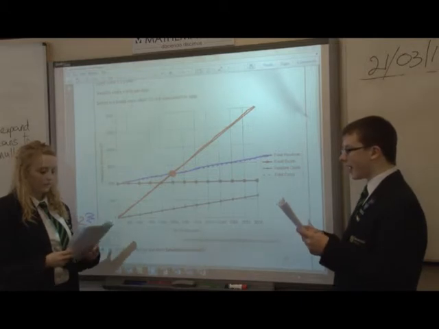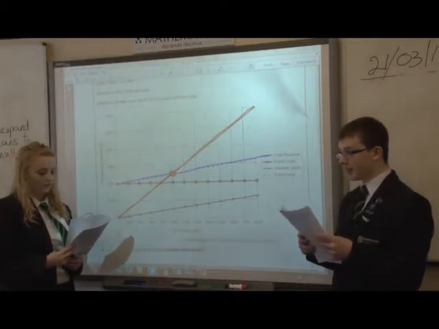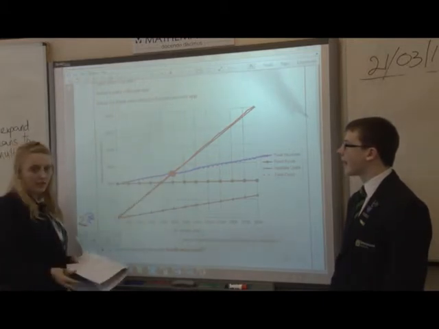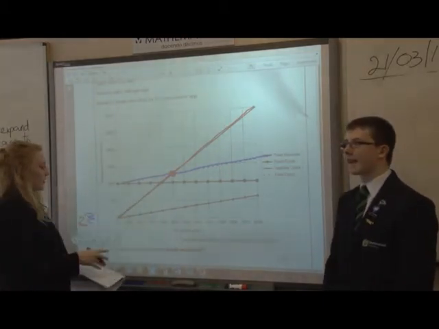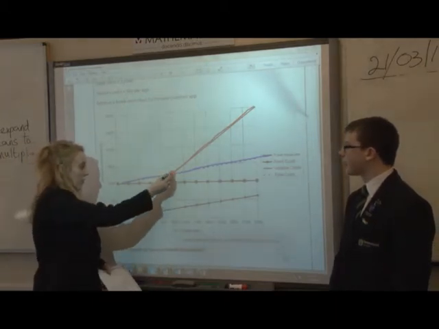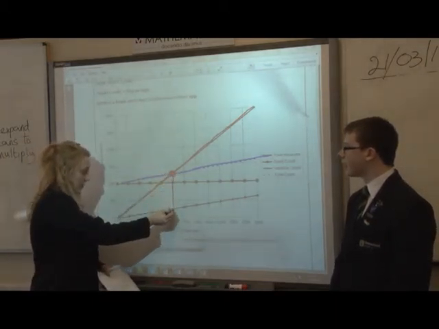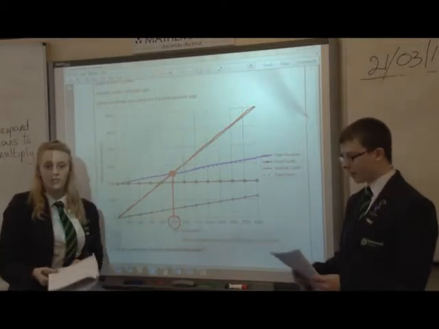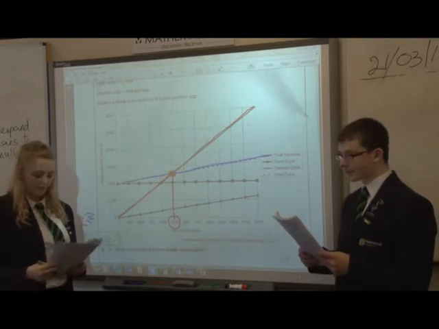Using the break-even chart, state the number of apps Shifty Jelly must sell in order to break even. As we've already found the break-even point, you should look to both of the axes. This axis says number of apps sold. So if you go down from the break-even point to the number of apps sold, it is 1,250 apps.